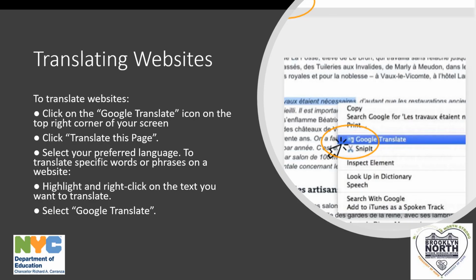To translate websites, click on the Google Translate icon on the right top corner of your screen. Click Translate this page. Select your preferred language. To translate specific words or phrases on a website, highlight and right-click on the text you want to translate. Select Google Translate.